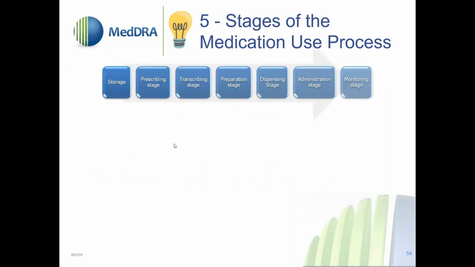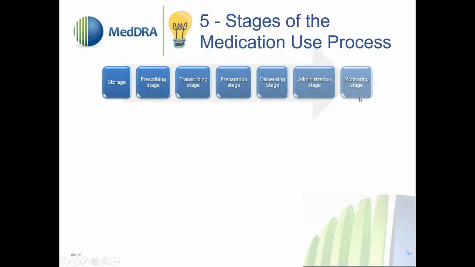Okay. We already talked about the stages of the medication use process when looking into the HLGT medication errors and other product use errors and issues and the MedDRA hierarchy underneath. The slide shows the different stages, starting with the storage of the medication, continuing with the prescribing stage, transcribing stage, the preparation, dispensing stage, the administration stage, and finally the monitoring stage.